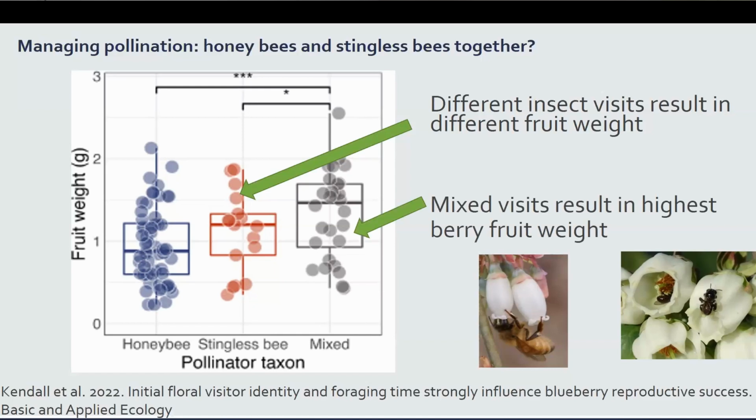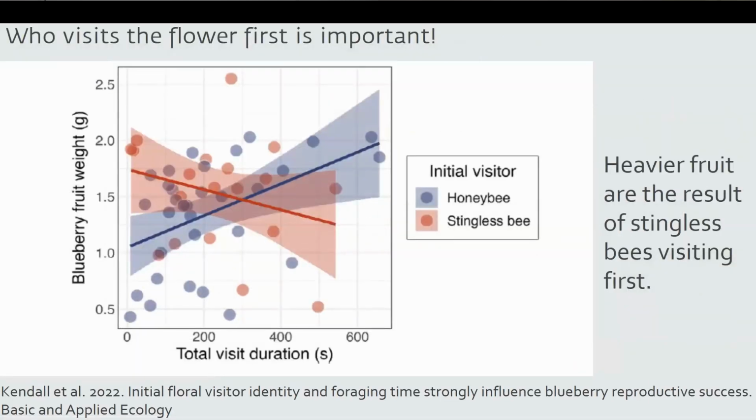So you can see that you end up with higher fruit weight when you've got both taxa together. So this shows that complementarity is really important, and we need to have more species in the system because they forage differently and visit the flowers in different ways. We also found interesting differences with who visits the flower first. So in blueberry, we found that when stingless bees visit first and they've got short visits, we end up with heavier fruit.